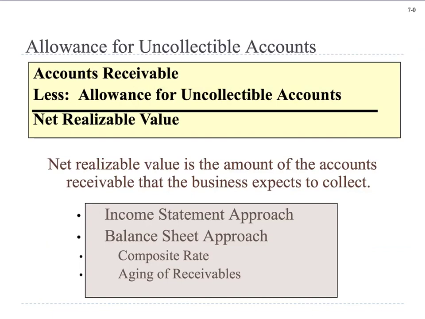So here is how it looks on the balance sheet. So remember, the accounts receivable is a balance sheet account. The allowance is a balance sheet account. A lot of times on the balance sheet, you'll just see AR net. When you see that, you must know that the allowance for doubtful accounts is included in that account.